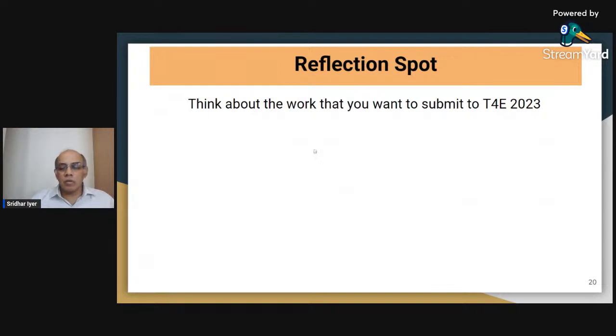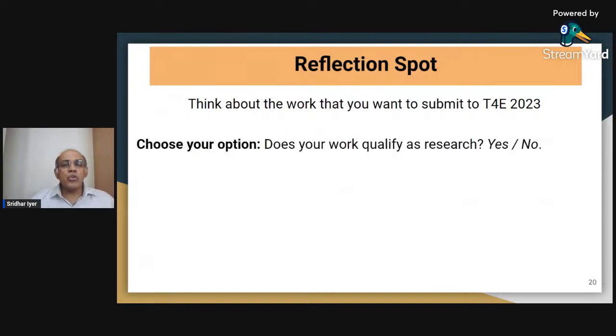Now, choose your option. Does your work qualify as research or not? You can be honest with yourself. You don't have to put the answer in the chat. You just have to think for yourself. Do you think it's a research paper? Are all the methods, all the pieces there, the evidence that is required, have you generated?